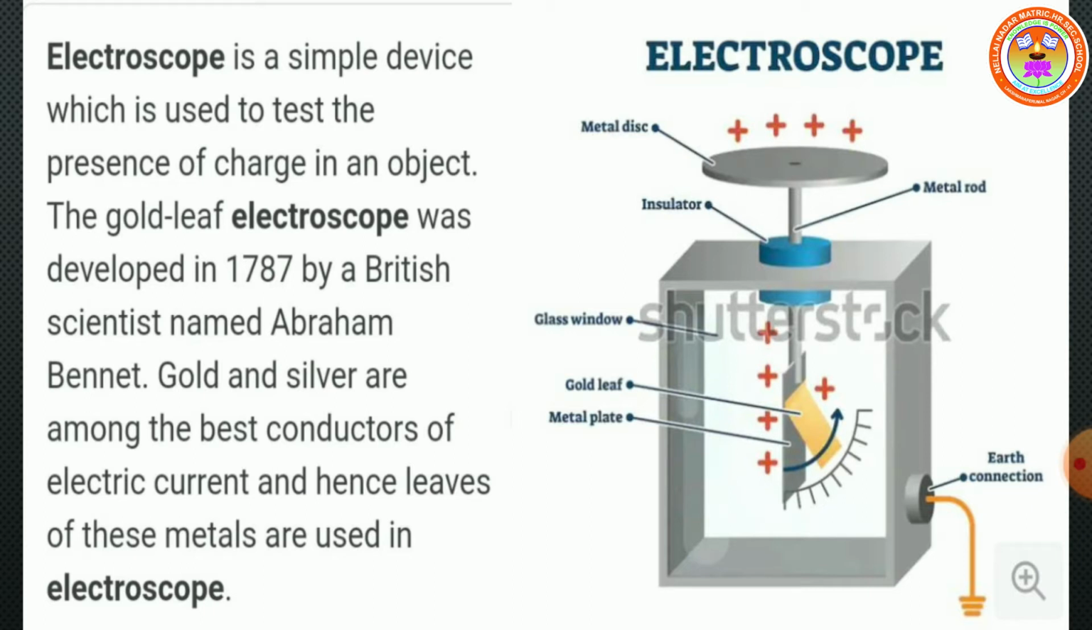What are the parts in an electroscope? What are the things there? Metal disc, insulator, metal rod, earth connection, metal plate, gold leaf and glass window.